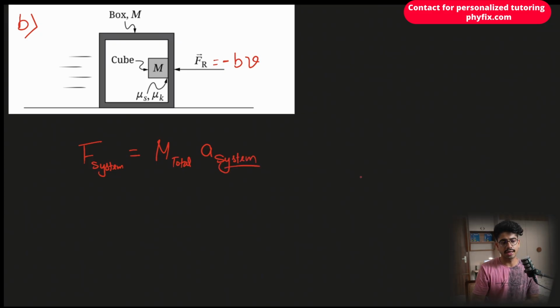So there is an external force acting only, minus bv, that is resulting in the deceleration of the system. So first, let me write it: the force is minus bv, equal to the net mass, the total mass of the combined system, that is 2m plus m plus m, times the acceleration.